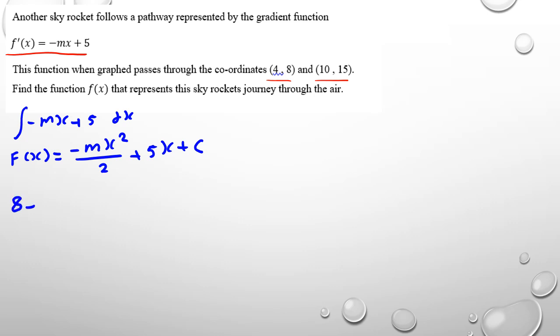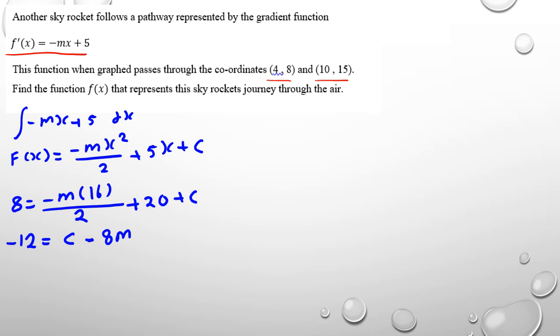So I will substitute the first point. The first point gives 8 equals negative m times 16, because 4 squared is 16, divided by 2, plus 20 plus c. Rearrange it so I have the unknowns on one side of the equation and the constants on the other side. So I end up with negative 12 equals c minus 8m.